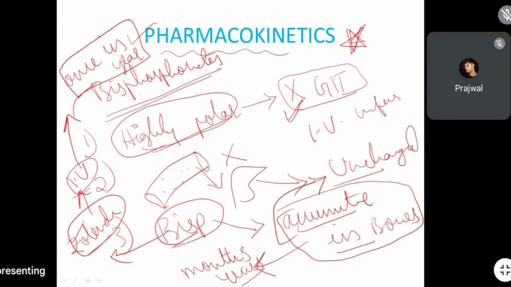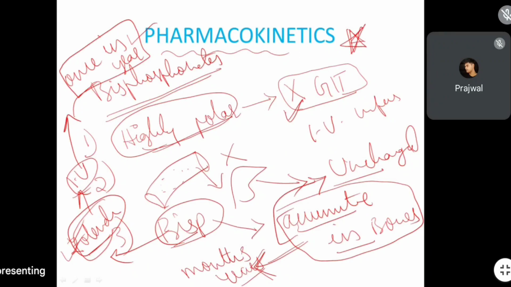Why? Because when it is given once in a year, it will go and accumulate in the bones and it will stay for 1 year. एक साल तक second dose देने की जरूरत नहीं पड़ेगी. Okay, that is the importance of Zoledronate. And some other drugs have their half-life or duration as 1 month, 2 months, 3 months, depending on their concentration. Just remember about Zoledronate, it is given once in a year. Okay, so these are important points about bisphosphonates in pharmacokinetics.